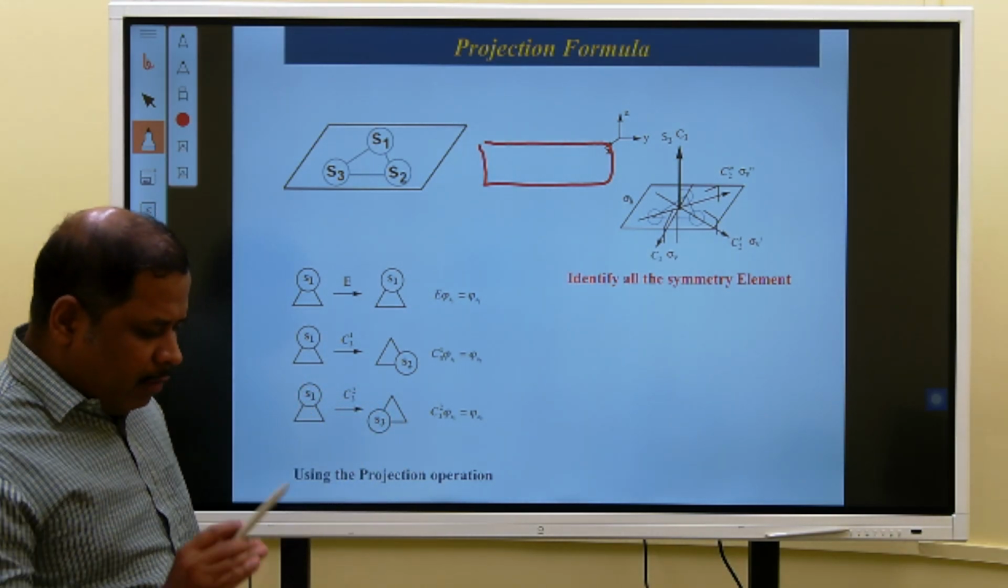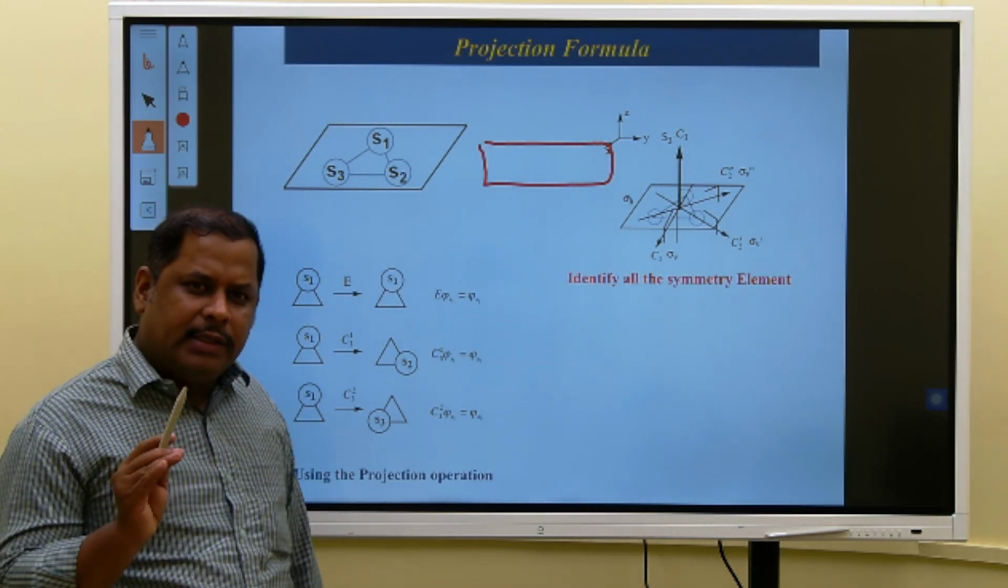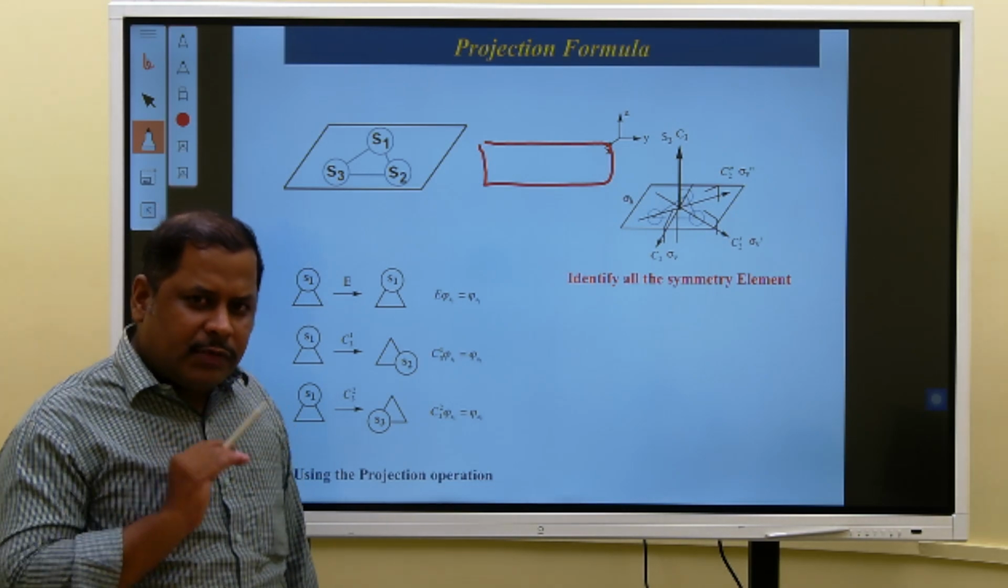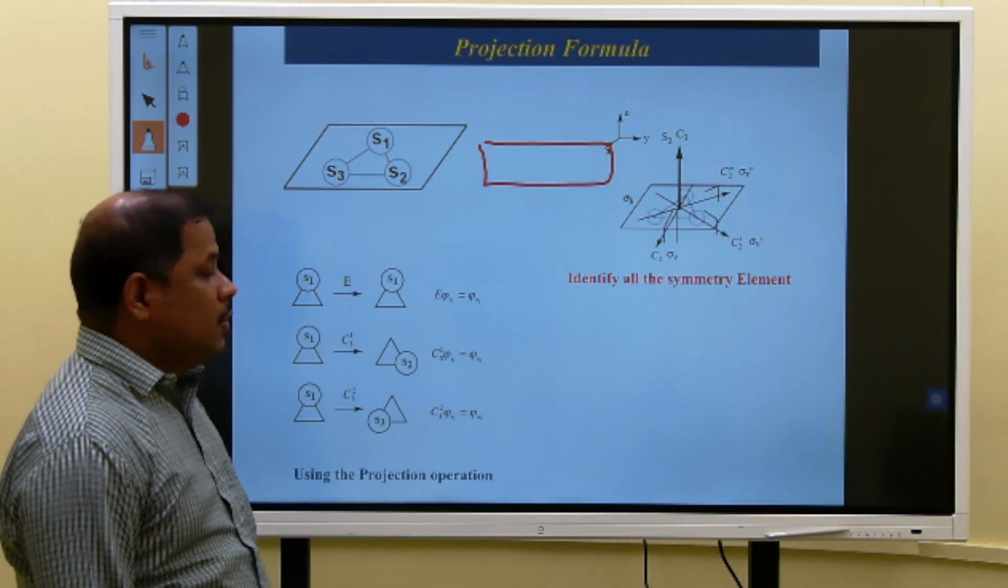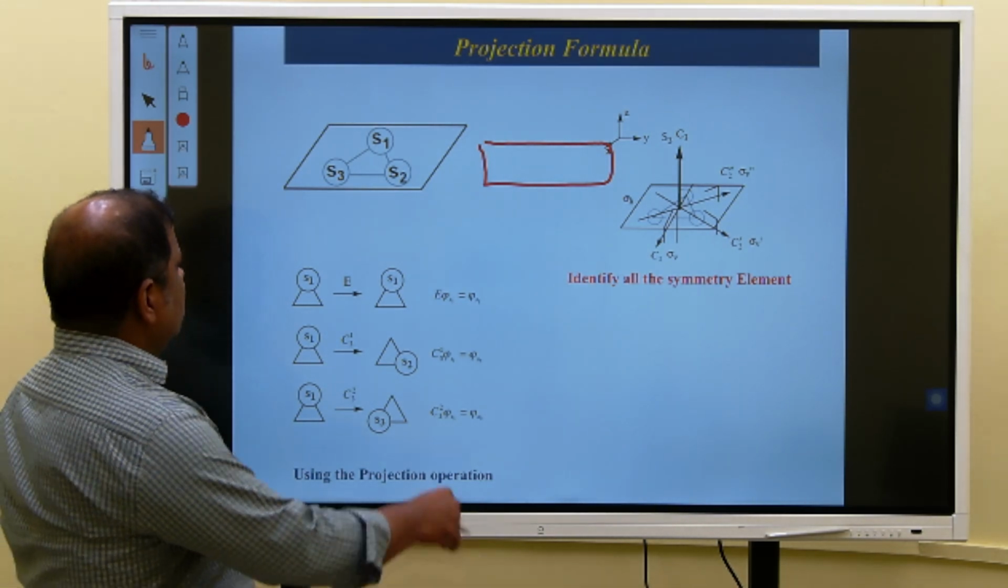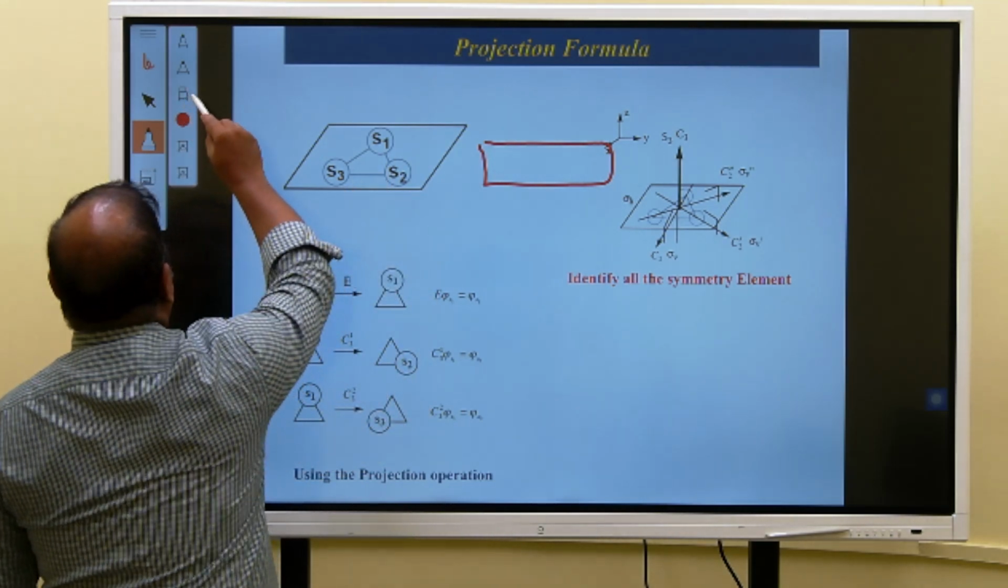So in the first step we have gathered that A1 prime and E prime are going to contribute. Now let us find out what the contributions will be. So in that case we are going to apply the projection formula. Now I have shown it here.